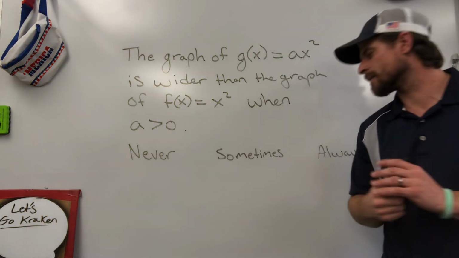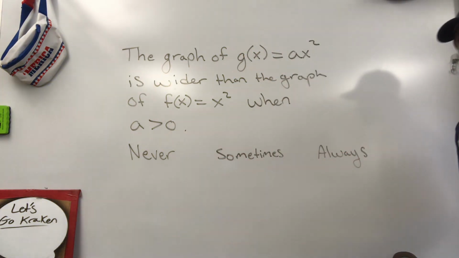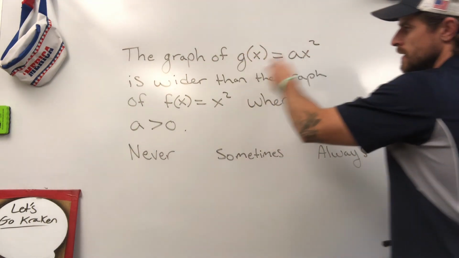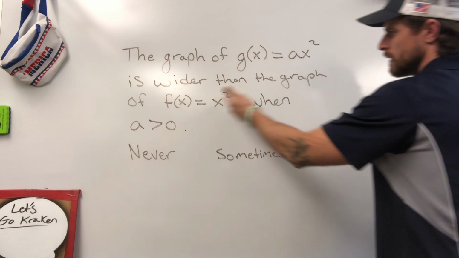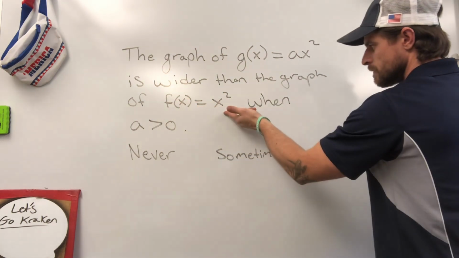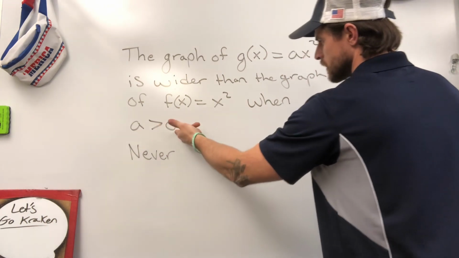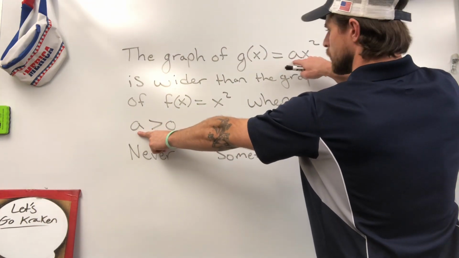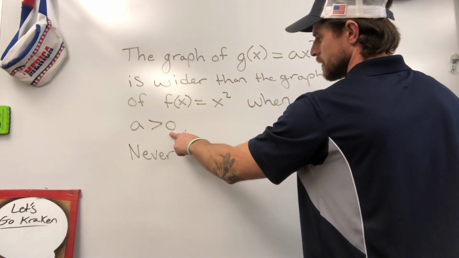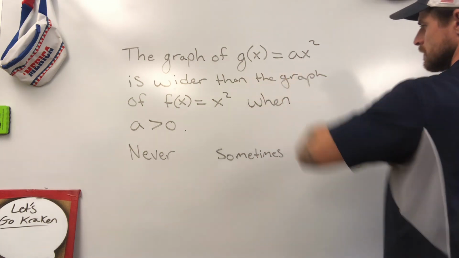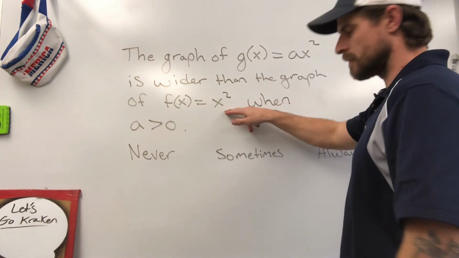Okay, in this video I have an always, sometimes, or a never question. Here we go. The graph of g of x equals ax squared is wider than the graph of f of x equals x squared, also known as our parent function, when a is greater than 0. So let's break down what that's saying. It's saying if the number in front of x squared is bigger than 0, then the graph's going to be wider than our parent function.